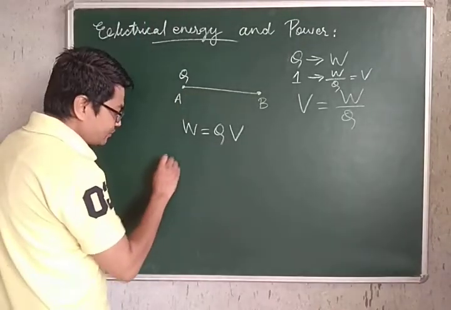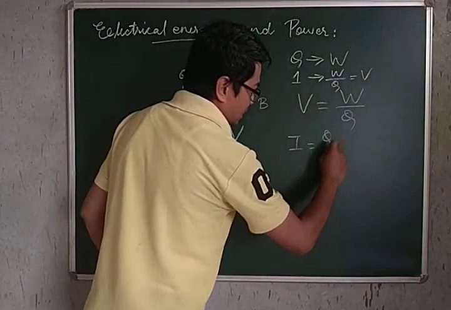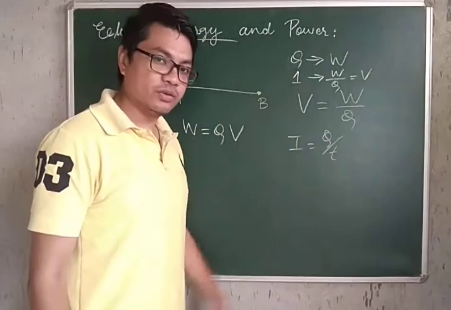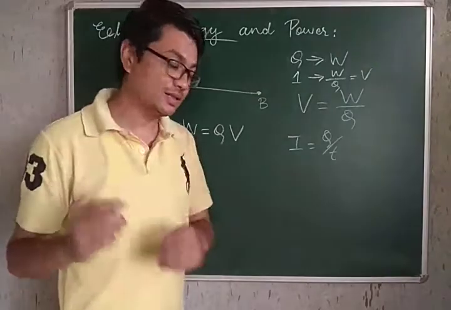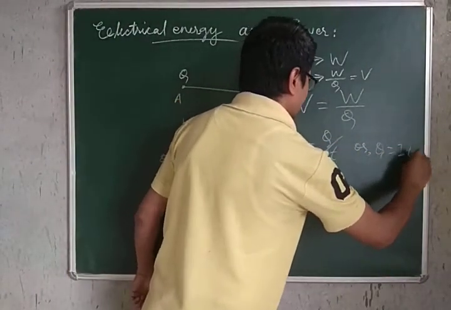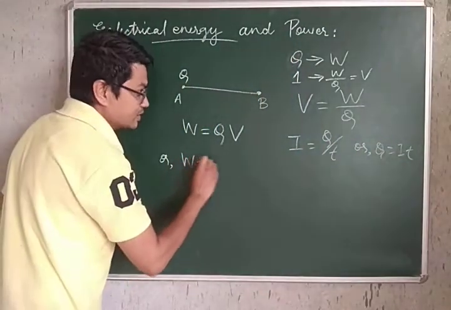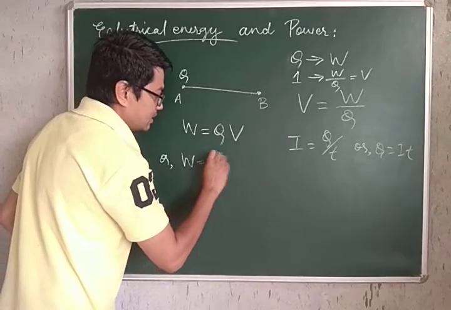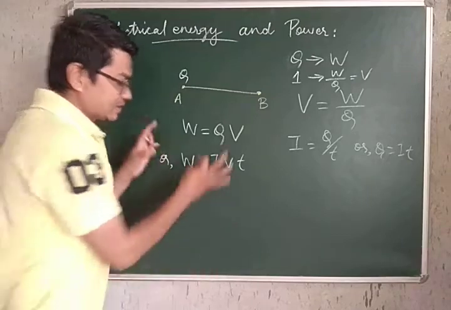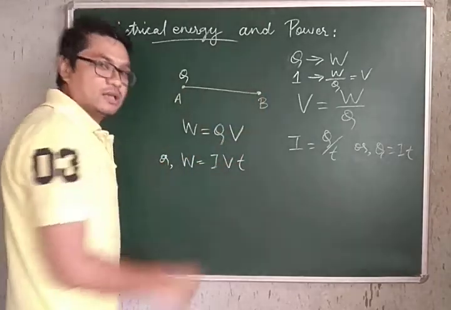Now, from the definition of current, we know current is charge divided by time, or current is the rate of flow of charge, how much charge is flowing in a certain time. So from here, we can write Q is I into T. So we replace that over here. So W I can write as I V T. So this is another expression for work done to take a charge Q from one point to the other.